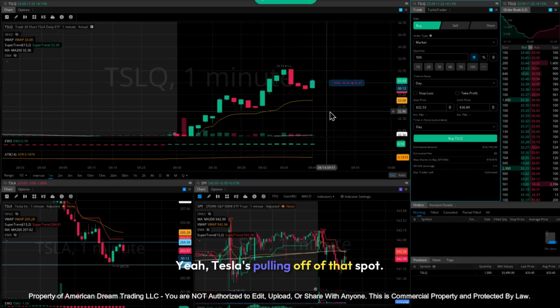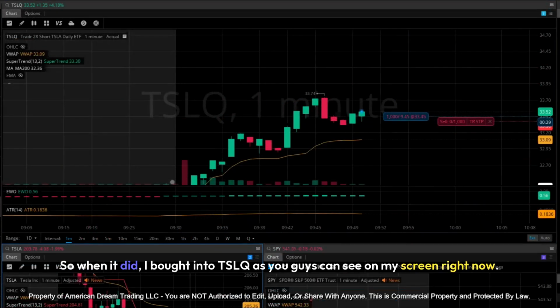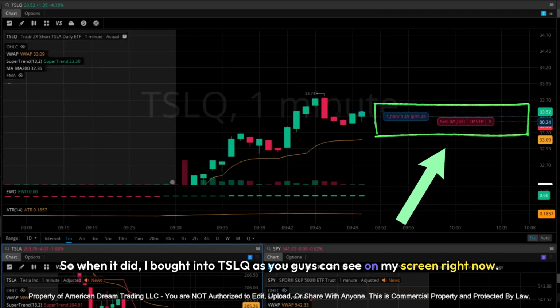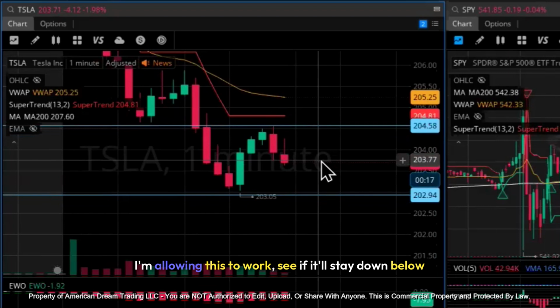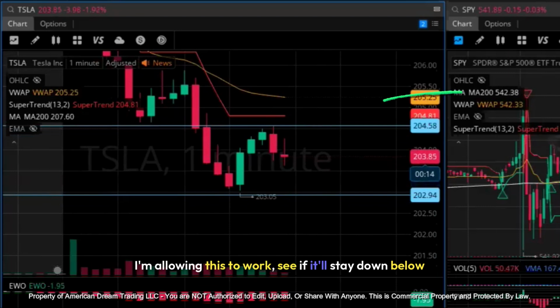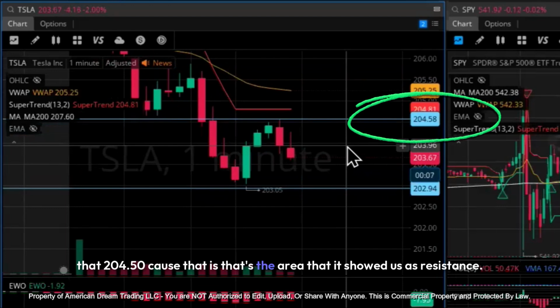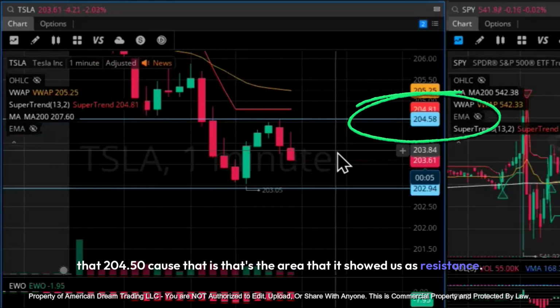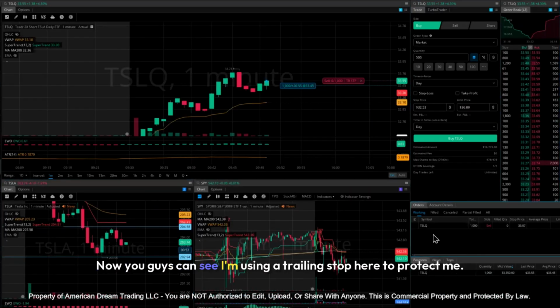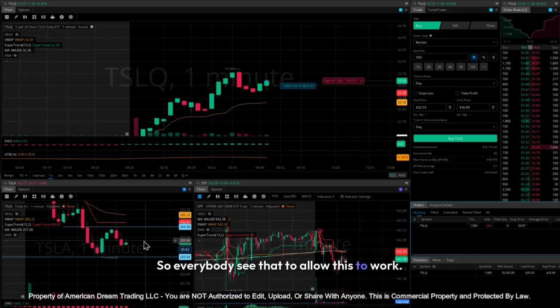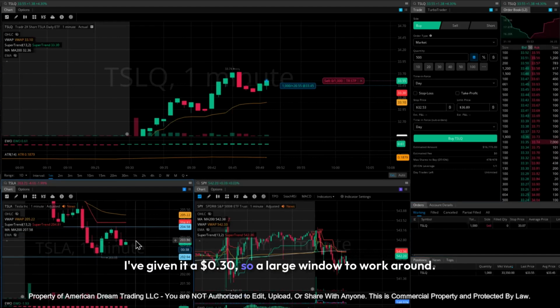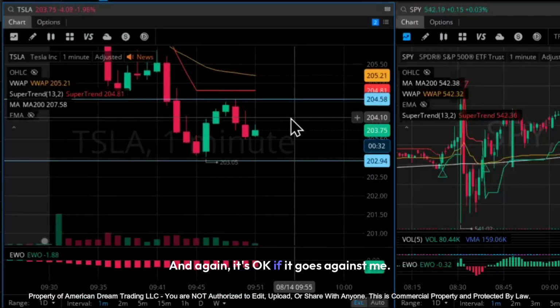Yeah, Tesla's pulling off of that spot. So when it did, I bought into TSLA, as you guys can see on my screen, right? Now I'm allowing this to work. See if it'll stay down below that 204.50, because that's the area that it showed us as resistance. Now you guys can see I'm using a trailing stop here to protect me. Does everybody see that? To allow this to work, I've given it 30 cents, so a large window to work around. And again, it's okay if it goes against me.